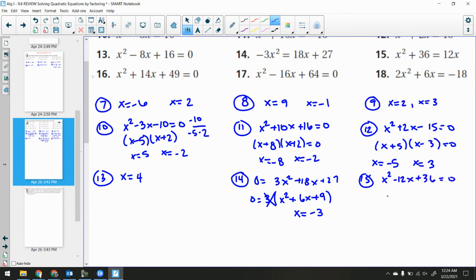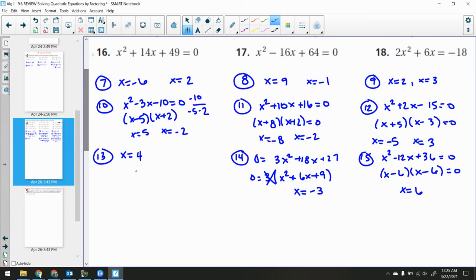And then the factors are negative 6, negative 6. So my solution is x is equal to 6. And the last sets here. Number 16, you're going to have x is equal to negative 7. Number 17, you're going to have x is equal to, looks like it's negative 8, negative 8, so x is equal to positive 8. And then the last one here, number 18, I'm going to have to write out this one. Add over the 18, and you're going to get 2x squared plus 6x plus 18 equals 0.